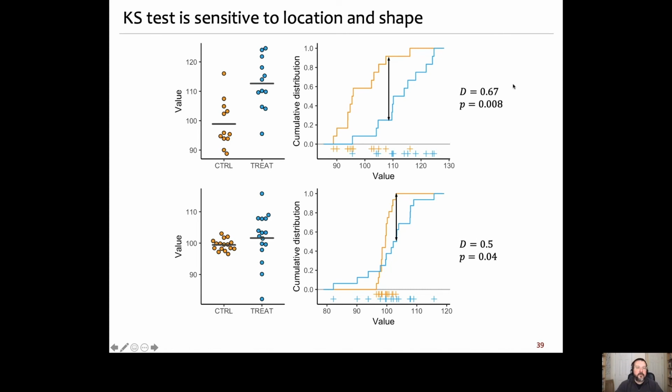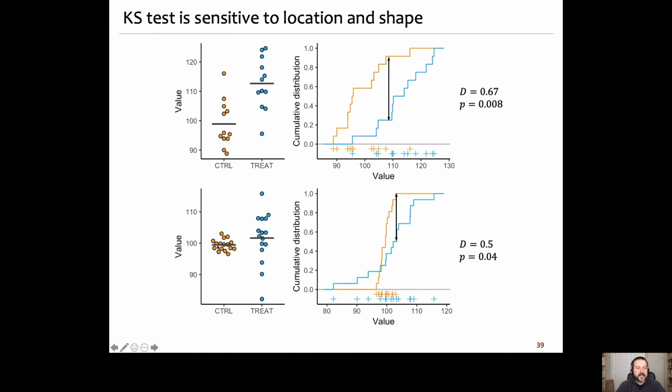Kolmogorov-Smirnov test is sensitive to both location and shape of data. In the top example, we have two data sets which have similar distribution, but they differ in their location, in the mean. The treatment is greater than the control. And the two distributions here, two cumulative distributions, are quite different. The maximal vertical distance, the test statistic, is 0.67, and the p-value is small.